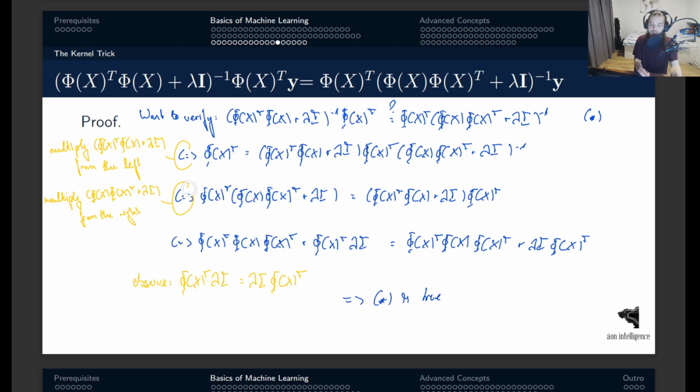And since we have used a chain of equivalence relations, we arrive at the conclusion that the starting equality star is true. So we have shown that this expression is indeed equal to this one, and that the steps of the previous slides were justified.